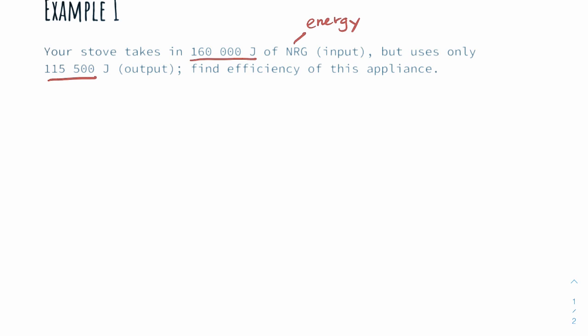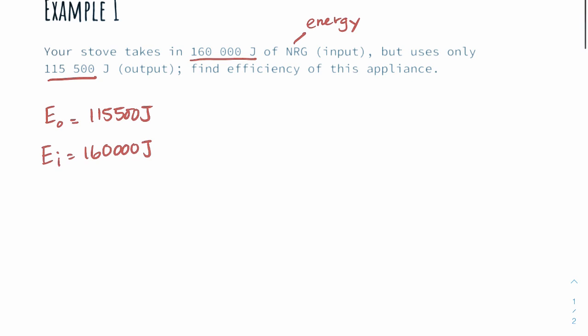So we always start with what we know. I always write output as EO and input as EI. Output energy is 115,500 joules, and the input energy is 160,000 joules.